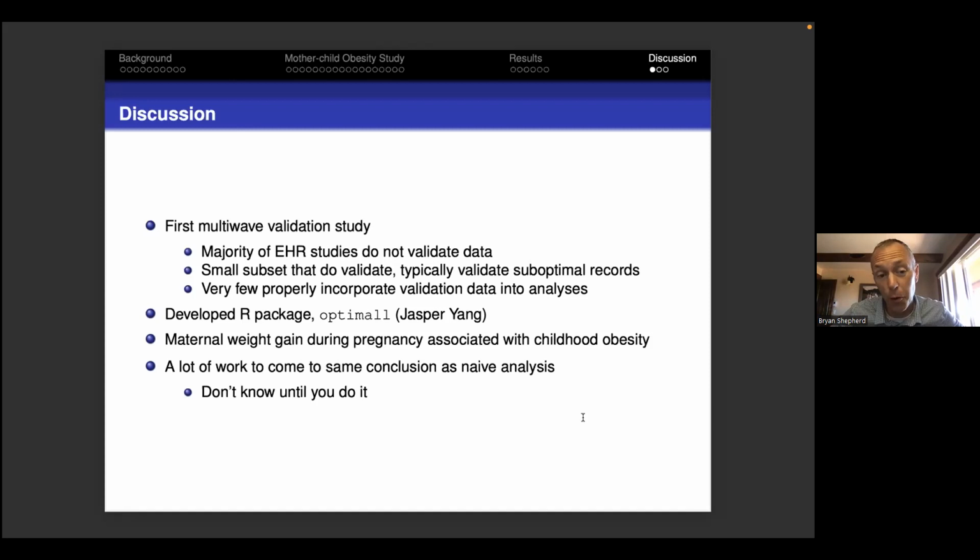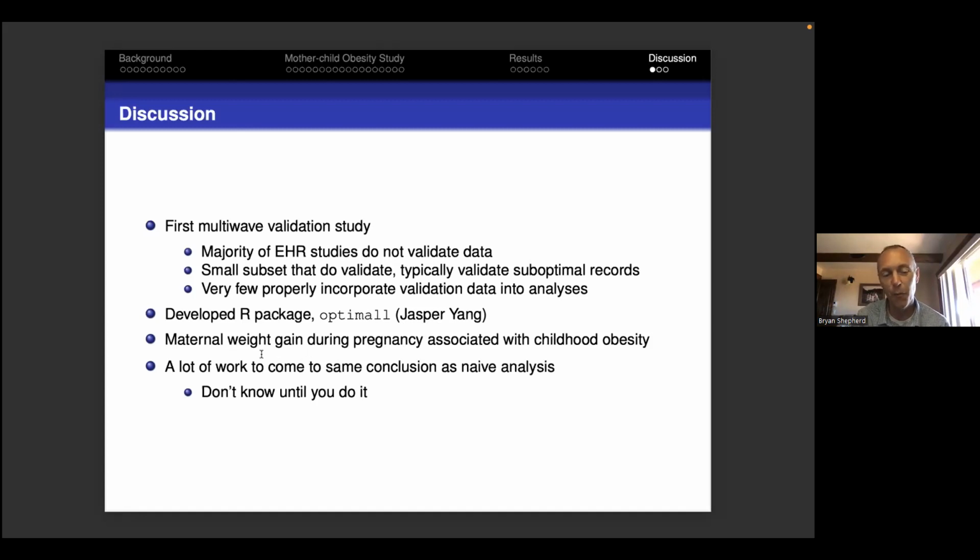This was a lot of work, and as you may imagine, it was hard to keep track of the different validation data sets, how many we were going to sample from each strata, et cetera. And so we actually developed an R package, optimall, which helps make that easier. And this was really led by Jasper Yang, working with Pam Shaw. So kudos to him.